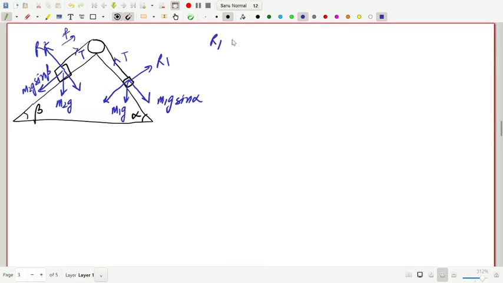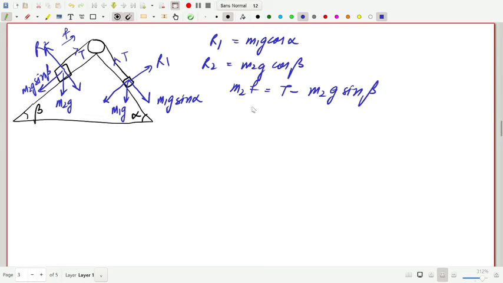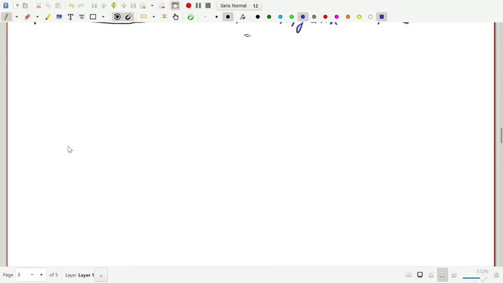Then we have the equations. R1 is equal to M1G cos alpha. R2 is equal to M2G cos beta. M2F is equal to T minus M2G sine beta. M1F is equal to M1G sine alpha minus T. From here, adding these two equations, we can calculate acceleration and hence we can find the tension.